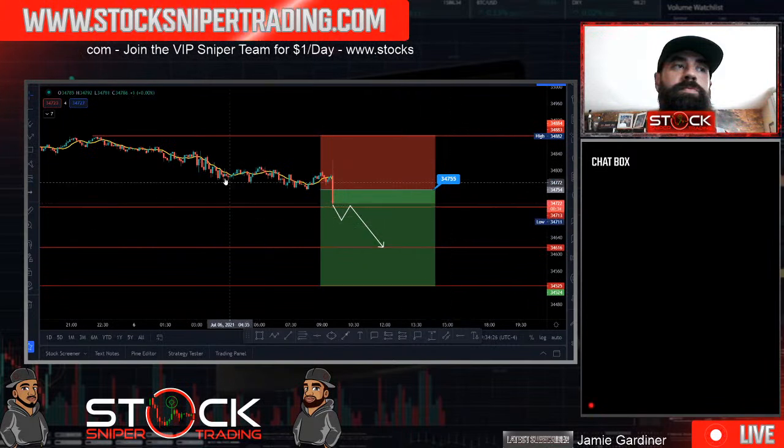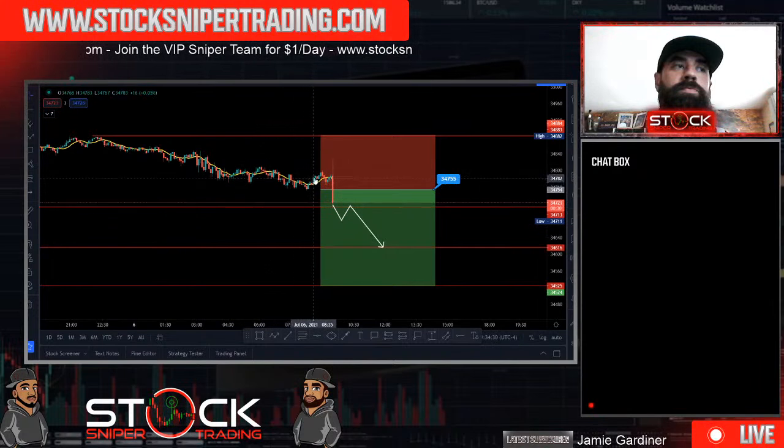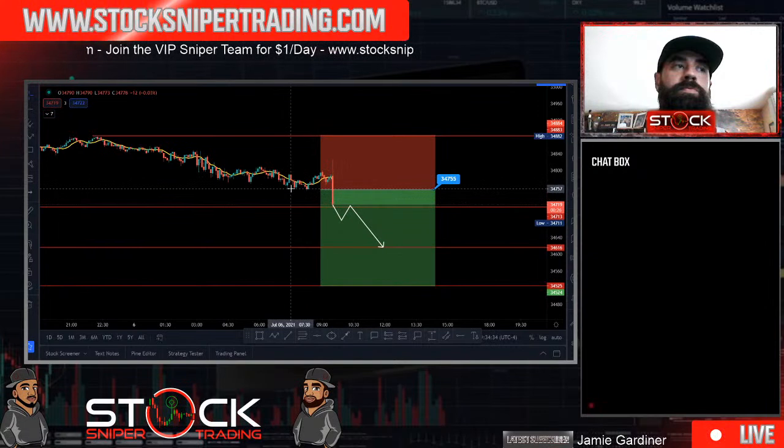And as you can tell, guys, we're below the 9 moving average. So we broke through essentially a little double top here, and then it just tanked. It broke through an initial support, which was our entry, 34,755. And we're waiting to see if it's going to be a continuation.